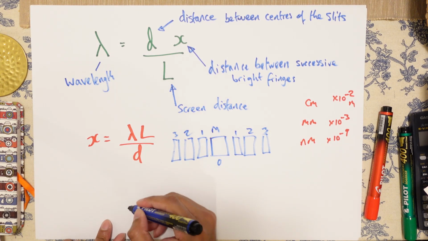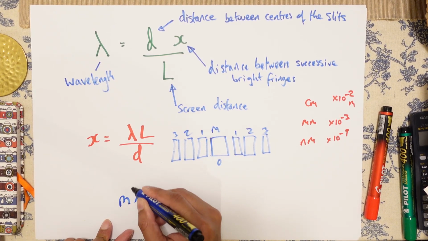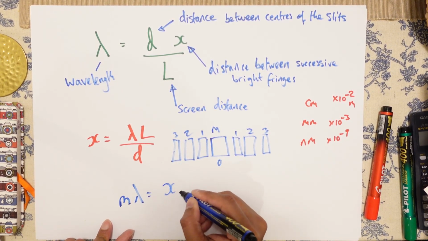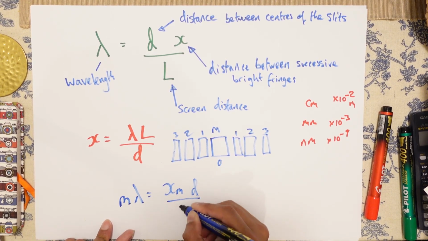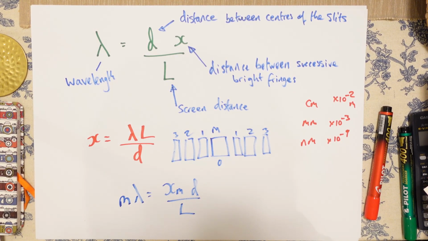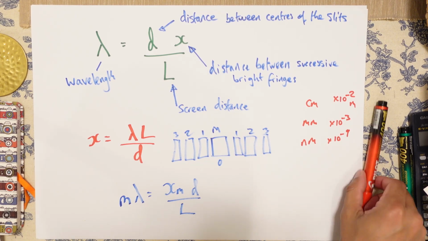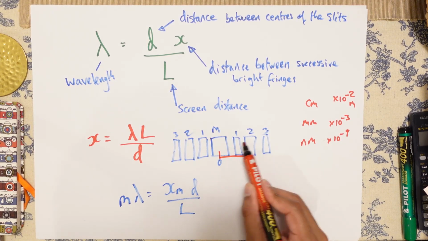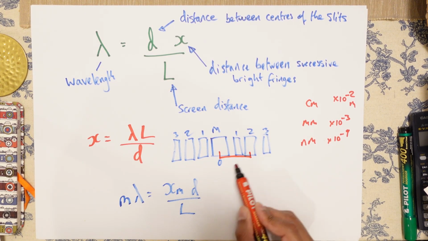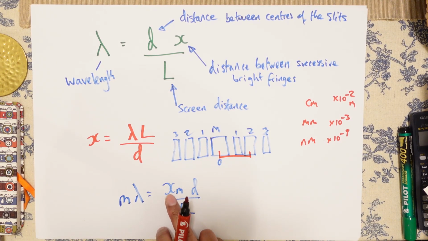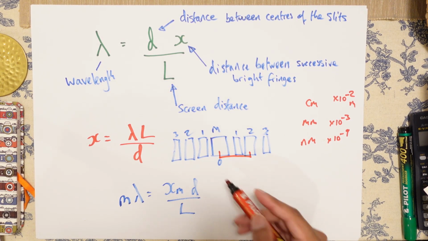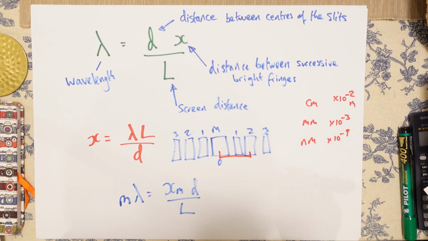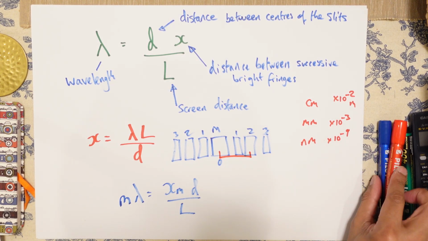Now, when we're dealing with that, we say m lambda equals x_m d over L. Now, it's very important to take into account that you're multiplying the wavelength here, but this distance is x_m. It's like, for example, it would be like from here all the way to here. So this would be for m equals 2. You don't do double the distance. It's not like the distance times 2. You just measure that distance, okay? But I'll go over the calculations in part 2.